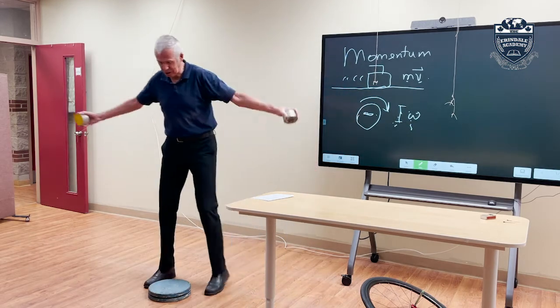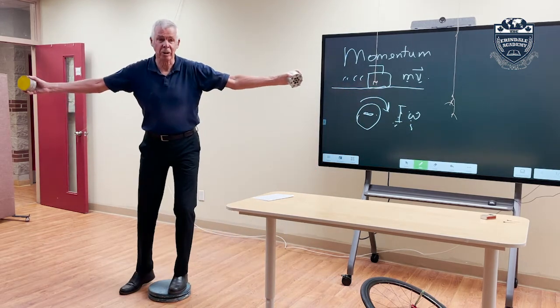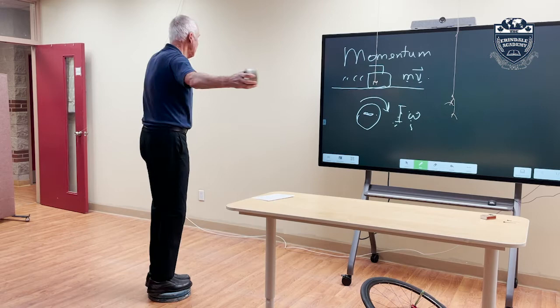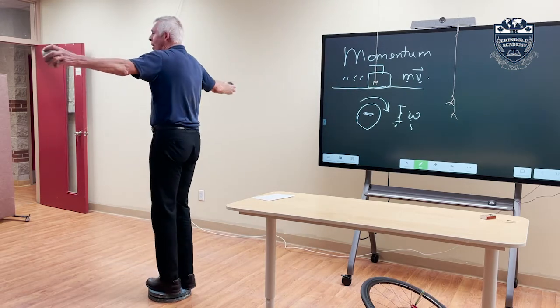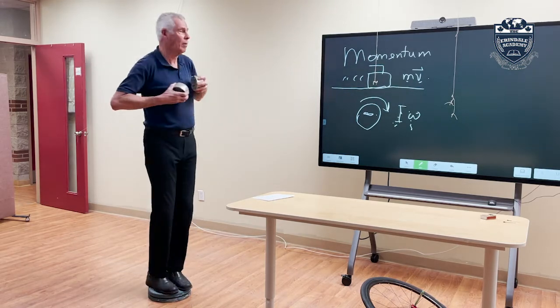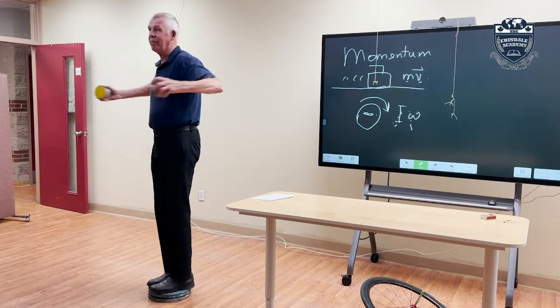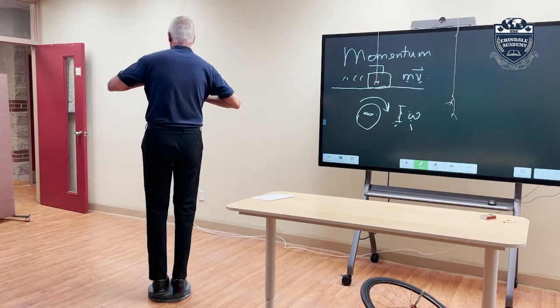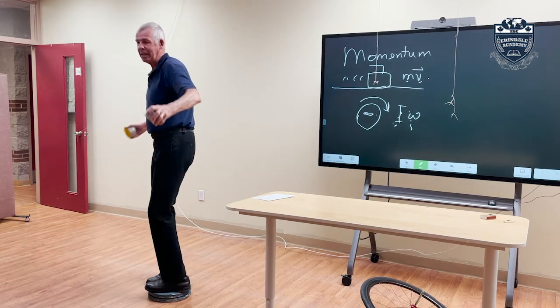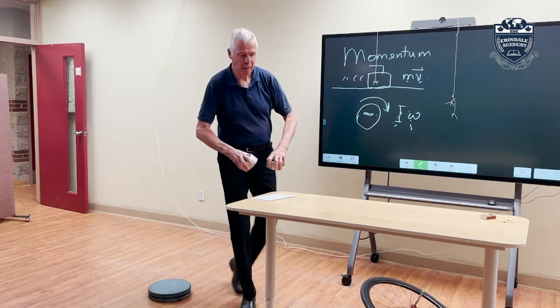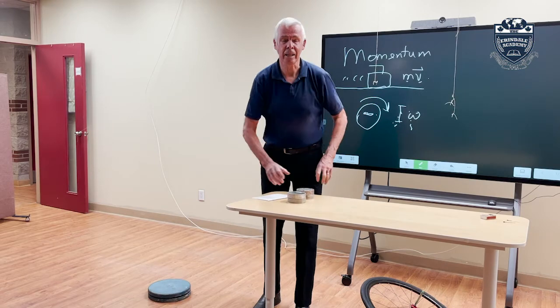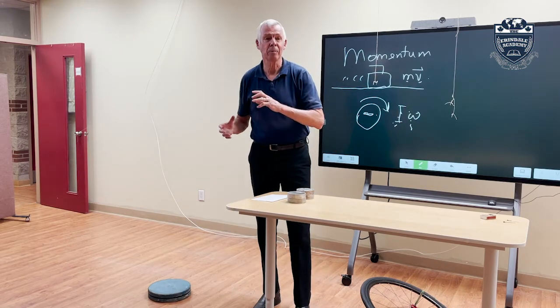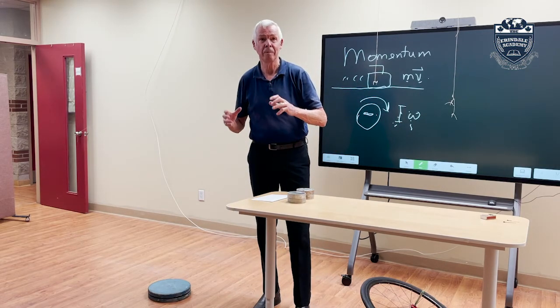So let's see what happens here. So stand on this platform, start to rotate slowly, and then I will reduce my moment of inertia. And of course I speed up. And when I take it out, I slow down again. And speed up, and slow down. So what is happening is that the angular momentum there is being conserved.